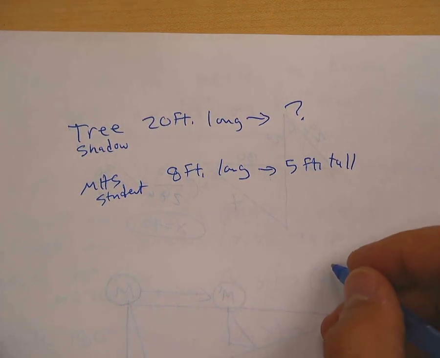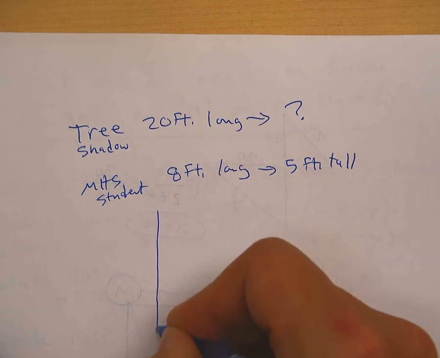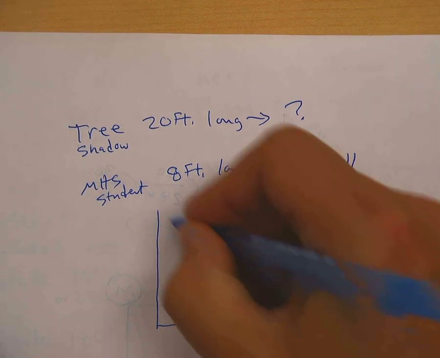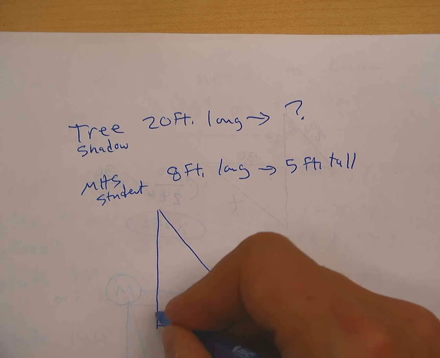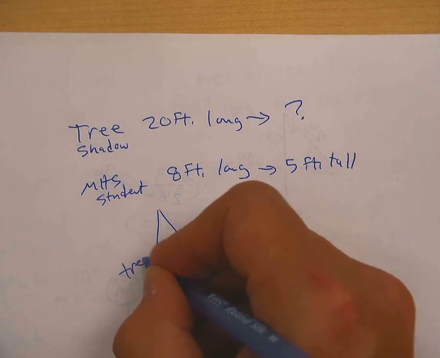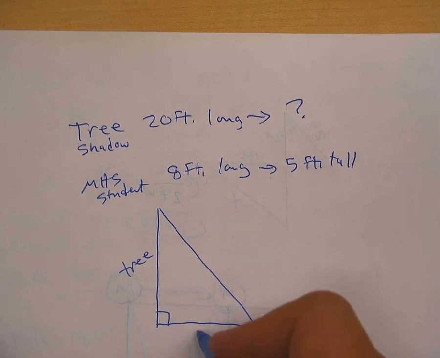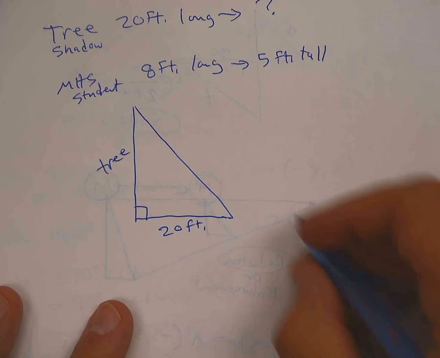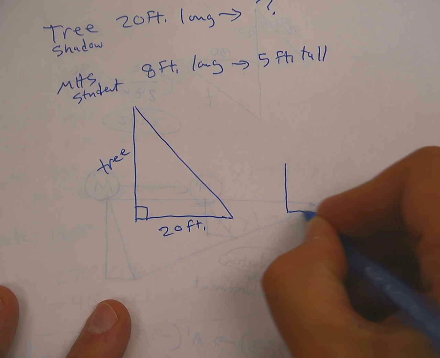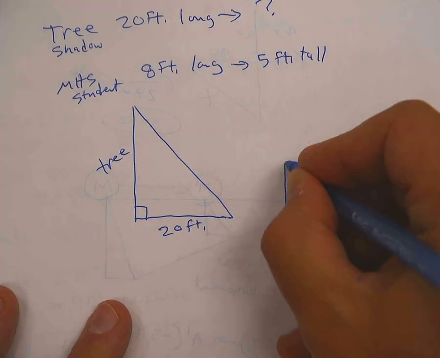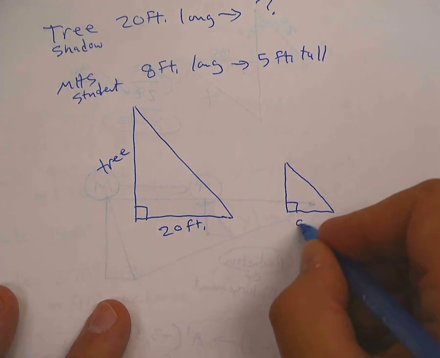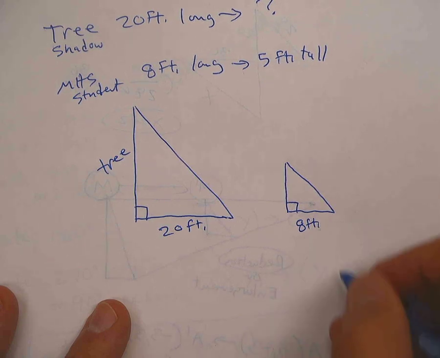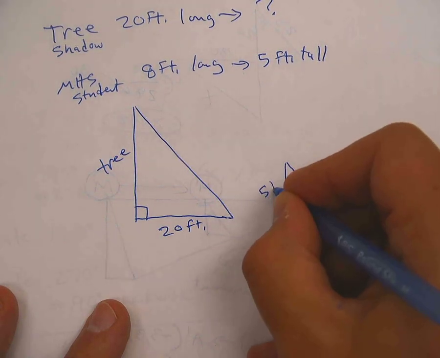So in order to do this, we're going to want to draw a little sketch here. Draw a tree with a shadow. Here's our tree. And we know the tree has a shadow that's 20 feet long. And then we are also going to draw the MHS student. This is not drawn to scale. And the shadow is 8 feet long and the student is 5 feet tall.